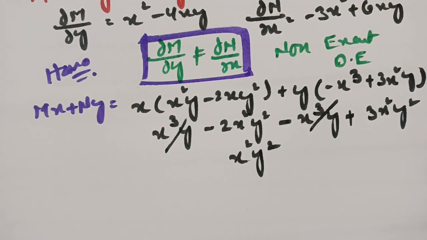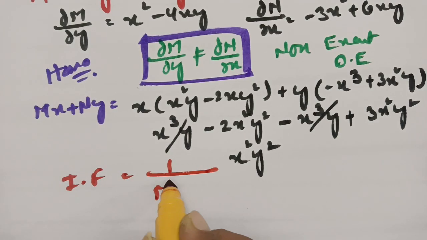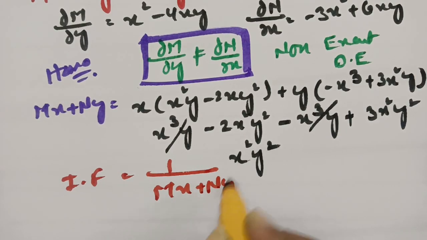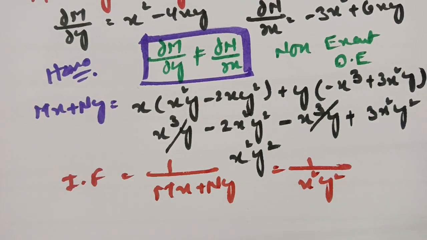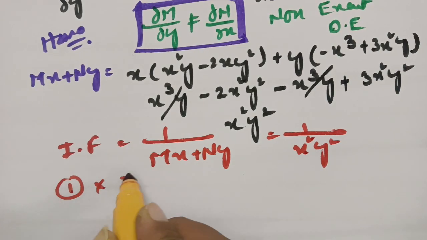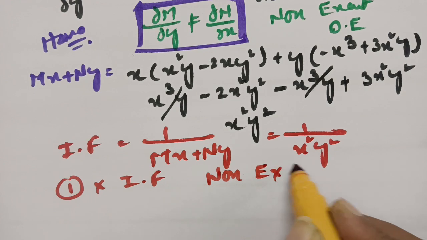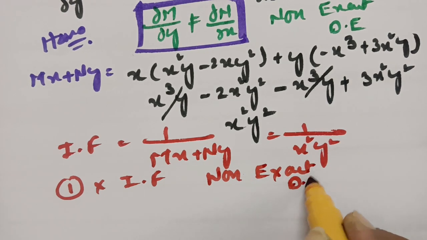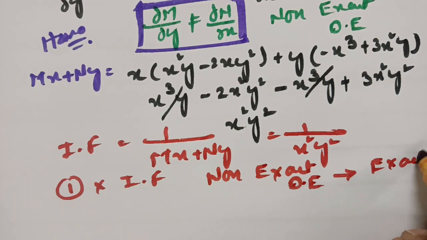So our integrating factor is nothing but 1 by mx plus ny, which is equal to 1 by x square y square. Now if I multiply equation 1 with the integrating factor, this non-exact differential equation is going to become an exact differential equation.